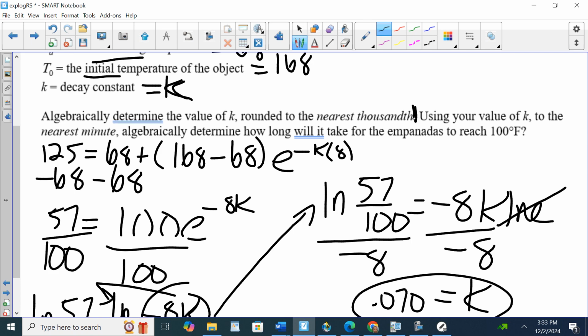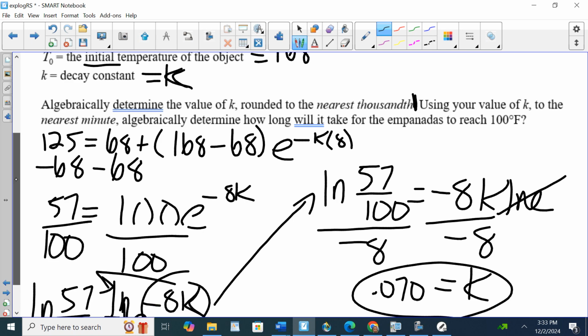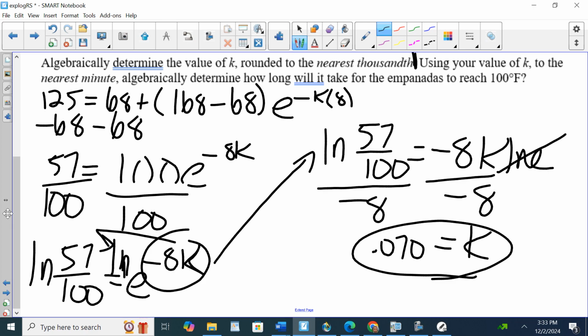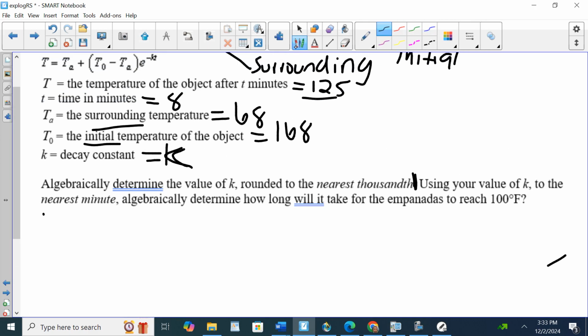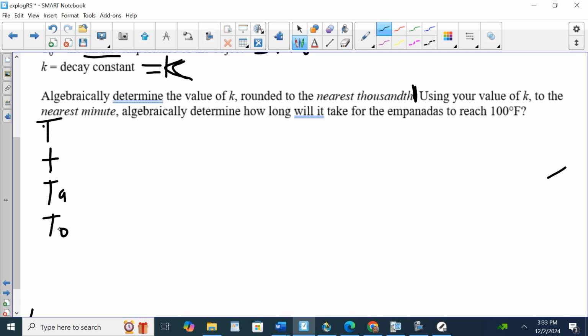I'm up to there. Now I'm going to erase all this because there's another question. I'm not going to forget that my k is equal to 0.070. I'm going to rewrite everything: t, little t, ta, t0, k. I didn't forget that k was 0.070. Now, it says to algebraically determine how long it will take for the empanadas to reach 100 degrees Fahrenheit.